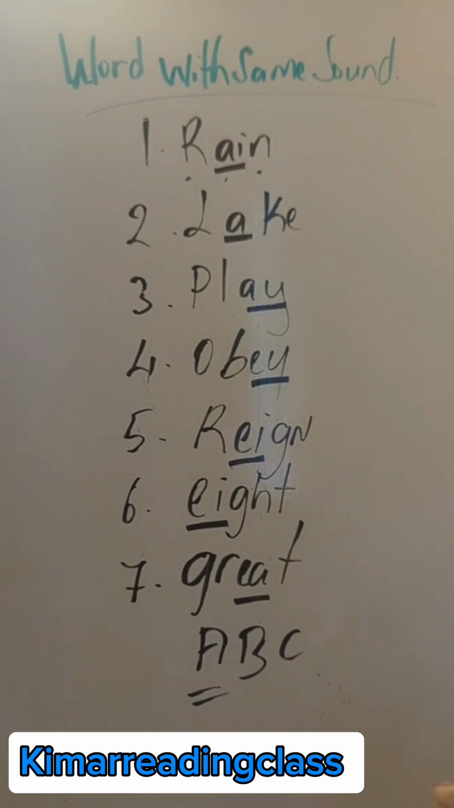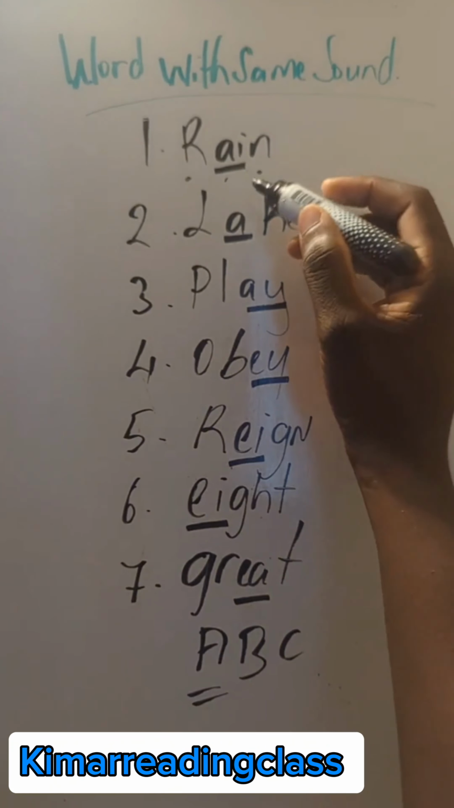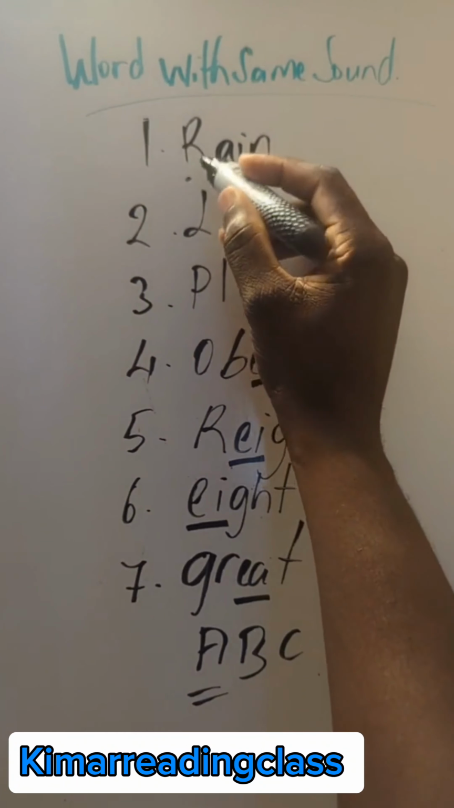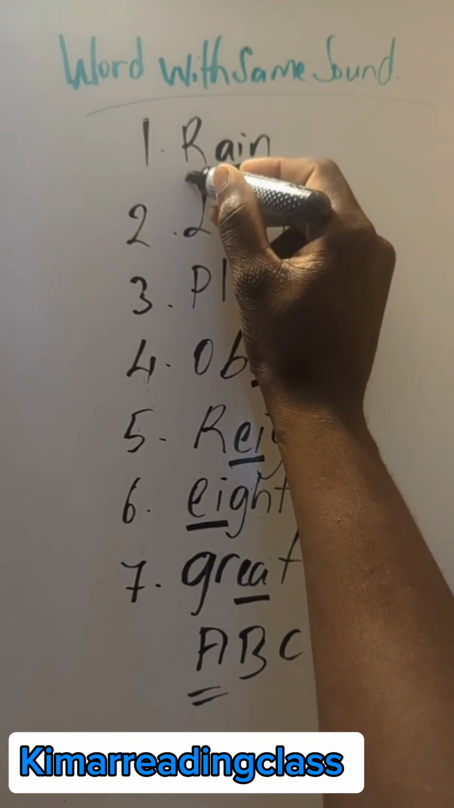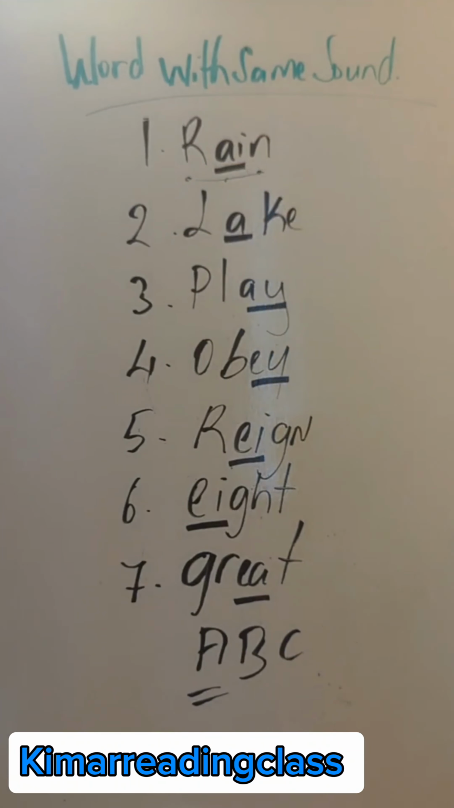All we need to do to actually read this off on paper or anything written is just do it like this and glide them. R, A, N. And watch me now. Rain. And you see it start to form out and sound like rain itself.